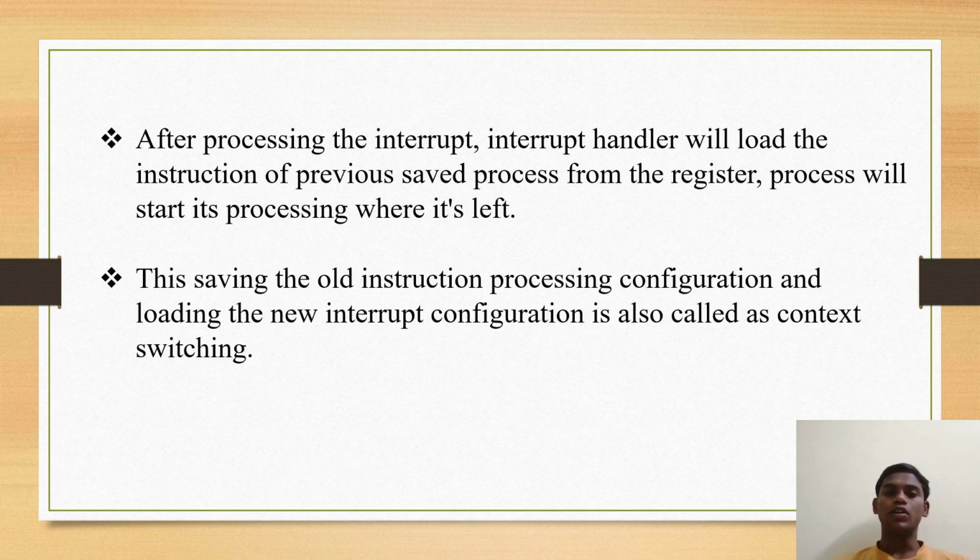After processing, the interrupt handler will load the instructions of the previously saved process from the registers. The process will start its processing where it left off. This saving of the old instruction processing configuration and loading of the new instruction configuration is also called context switching.